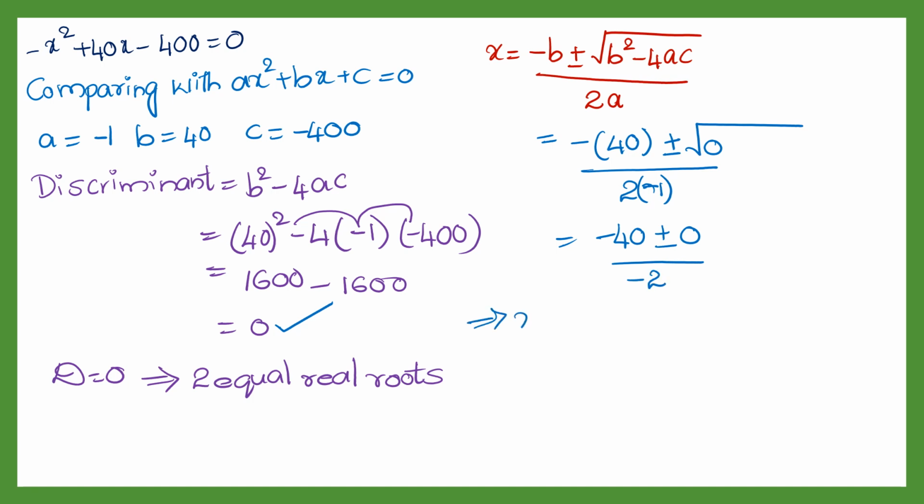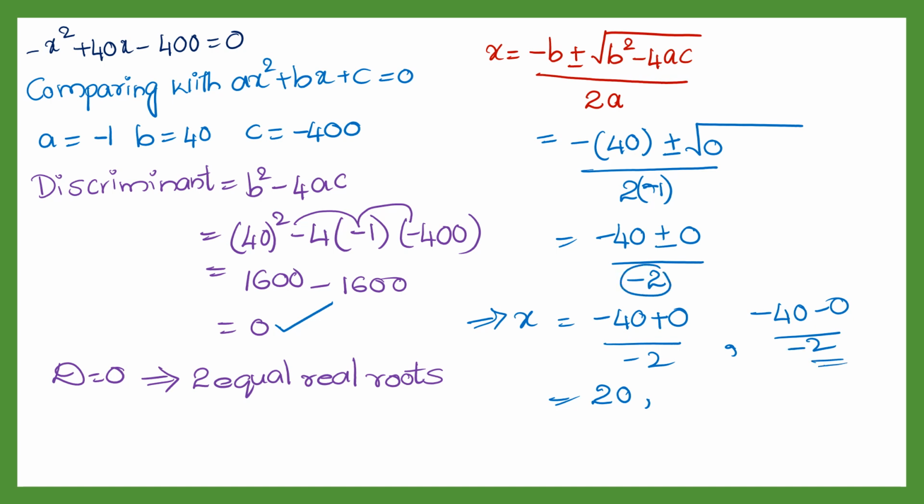So we got two roots. x is equal to minus 40 plus 0 by minus 2. That is, minus 40 minus 0 by minus 2. Minus 40 plus 0 is minus 40. Minus and minus gets cancelled. 40 by 2, 20. What is the other one? Here, minus 40 minus 0 by minus 2. Here you have minus 2, so minus 2 here also. Minus 40 minus 0 is what? Minus 40 by minus 2. Again you get 20. So the value of length x is what?